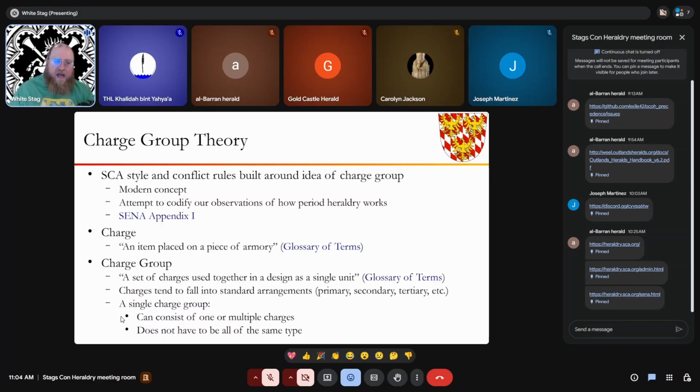Cena Appendix I is a discussion of charge group theory with a bunch of examples. I'm going to cover it sort of as a top level, but if you want to go into more detail with specific examples, Cena Appendix I will cover that.